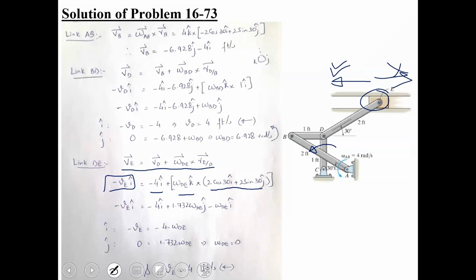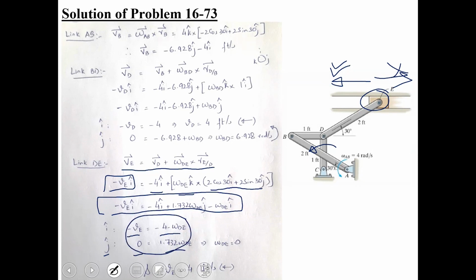So we can write VE equal to -VE i. Now taking this cross product, the final equation will be of the form -VE i equal to -4i plus 1.732 omega DE j minus omega DE i. Comparing the i and j coefficients, the i coefficient on the left side is -VE, on the right side it is -4 minus omega DE. Similarly, the j coefficient is 0 and 1.732 omega DE. Solving these two equations gives VE equal to 4 feet per second towards the left. So this is how you determine the velocity of piston E at the instant shown. Is it clear to all of you?